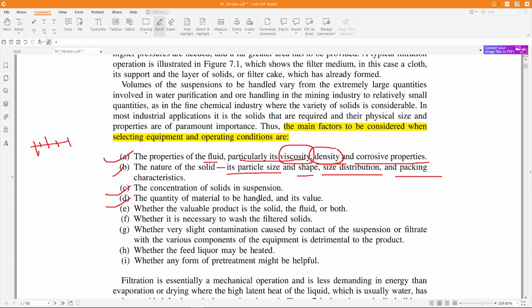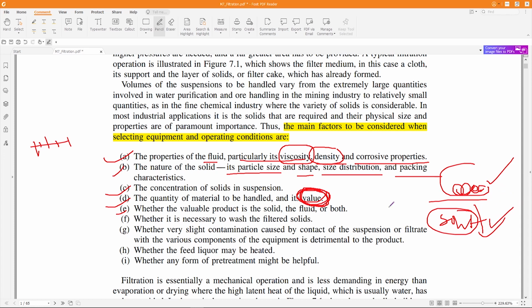The quantity of material to be handled and its value. So how much material you want to produce per hour or per day, and what is the value of it. If it is gold, then definitely it is a very high value, right? So it is very sensitive, so we have to select very good equipment. Whether the valuable product is solid, fluid, or both. Sometimes the valuable product may be some kind of solution, or purely the solid. If you have solid, you can collect from the top. If it is fluid, then you have to collect from the bottom, or both are important.